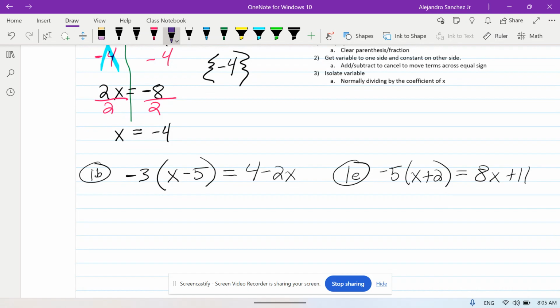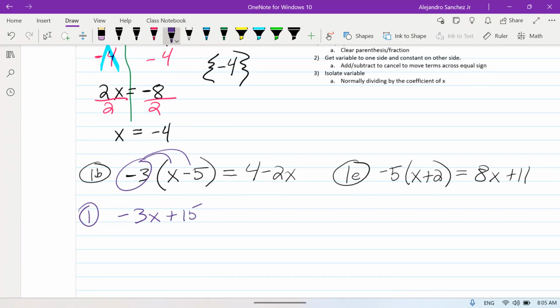So we want to execute step 1 here on 1b. We want to clear our parentheses, okay? So that would be negative 3x. Negative times a negative is positive 15. Then we still have what is left on the right-hand side. So here we're done with step 1. There's nothing that we can do only on the left side of the equal sign, right? None of these terms can combine.